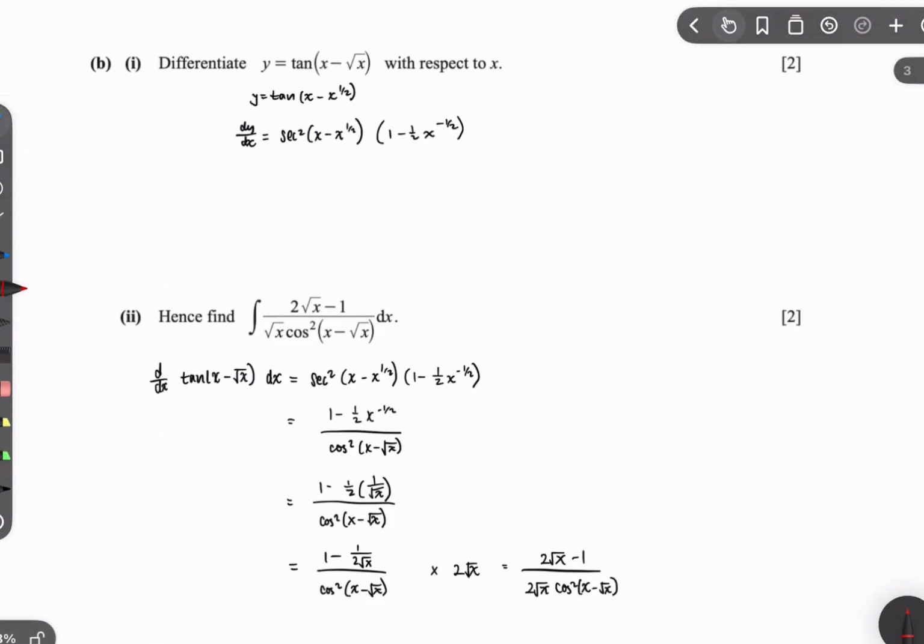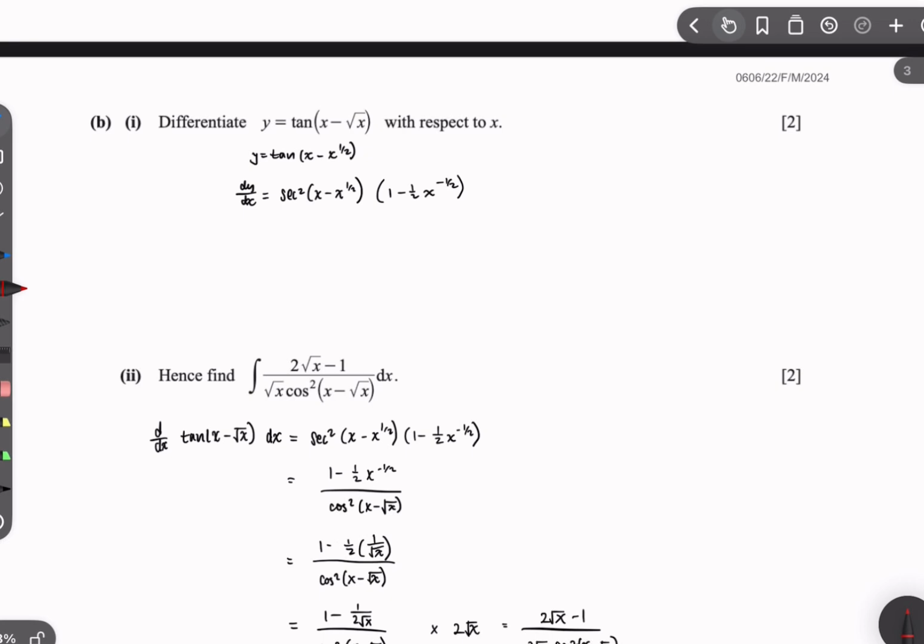Okay, so part B, i. Differentiate y equals tan bracket x minus root x with respect to x. Okay, so when doing this, I will simplify the root x to make it in the index form. So it's x to the power of a half. And then I'll differentiate that.